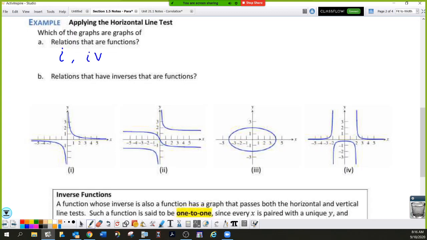2. No, well, 2 is not a function because of this. We hit that thing twice. But the question then asks, which of these relations have inverses that are functions? Now, this means which of these 4 passes the horizontal line test? The oval fails the horizontal line test. Look, I hit it twice.